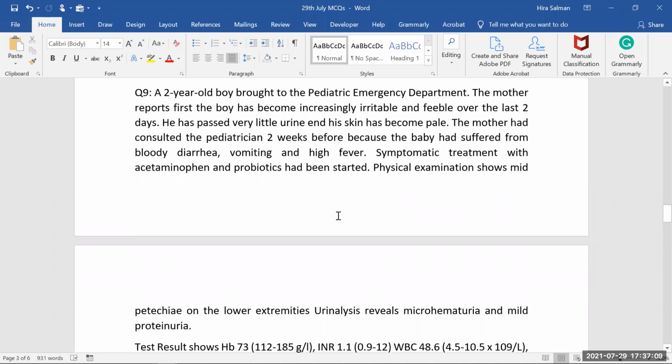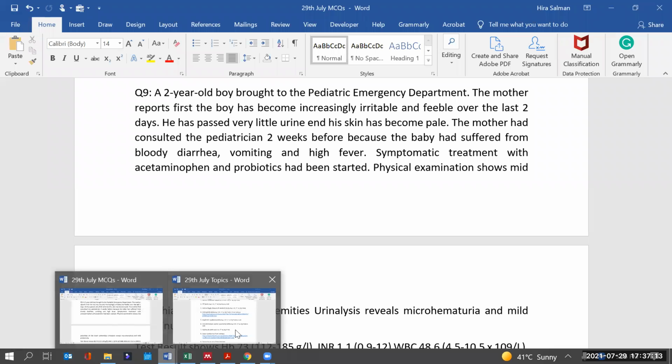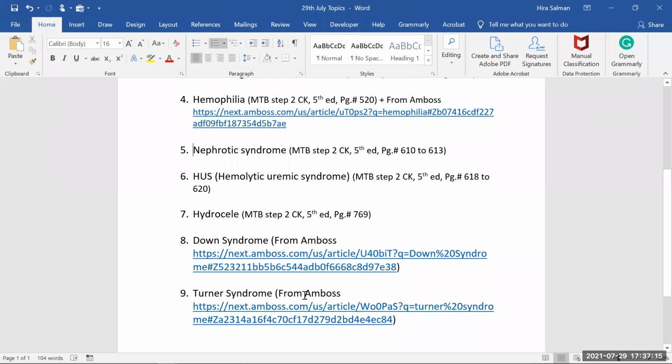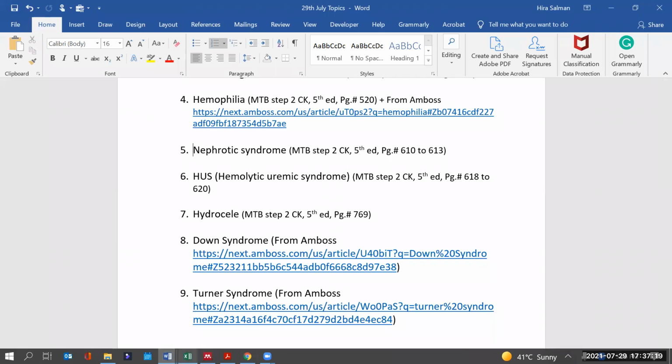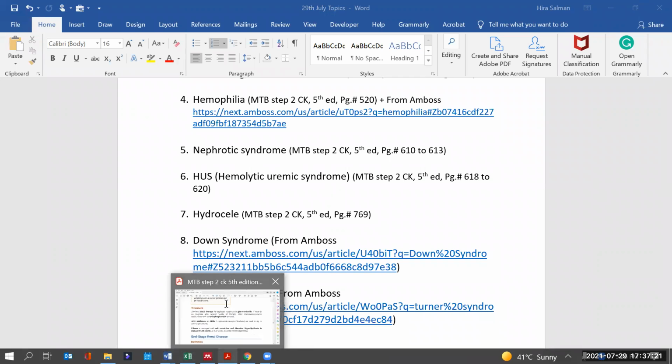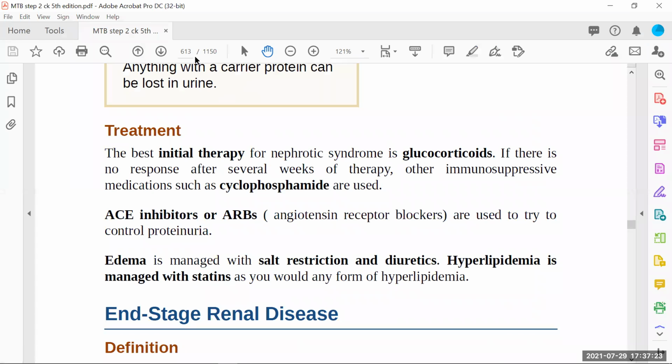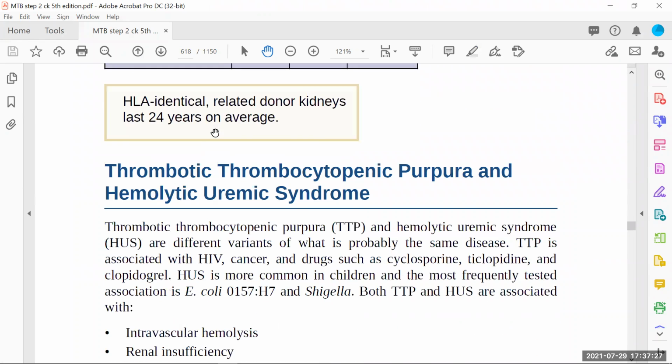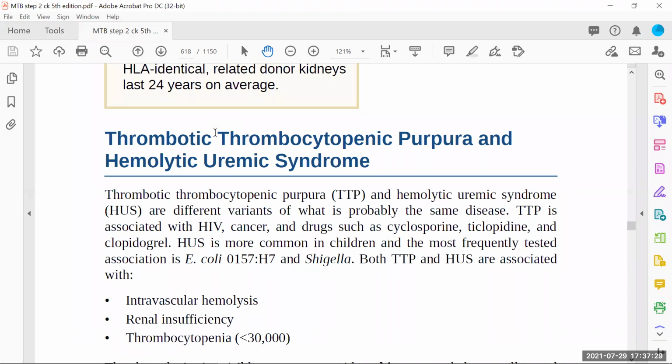Okay, for the next one, we have to go for the theory first. Then we have this hemolytic uremic syndrome. For hemolytic uremic syndrome, there are two variants actually, and both of these go together. One is TTP, thrombotic thrombocytopenic purpura, and the other term is hemolytic uremic syndrome.